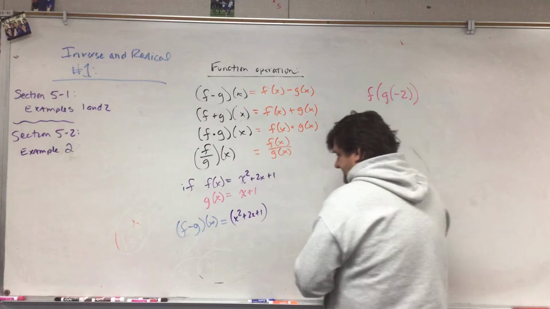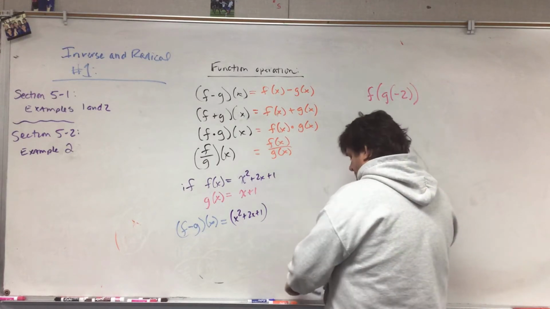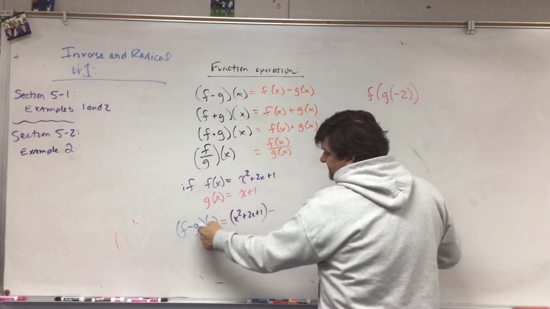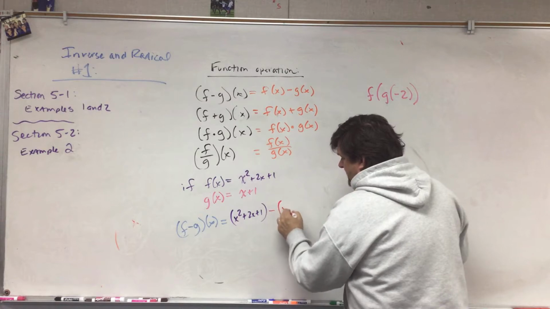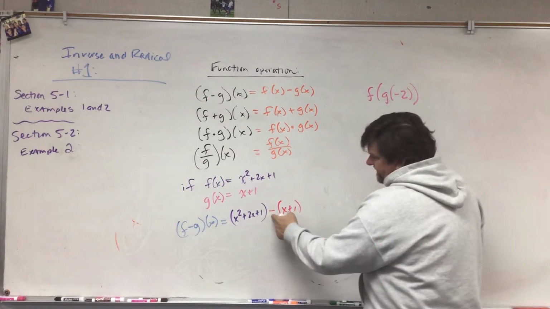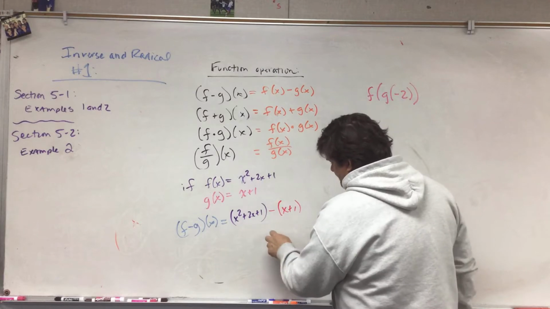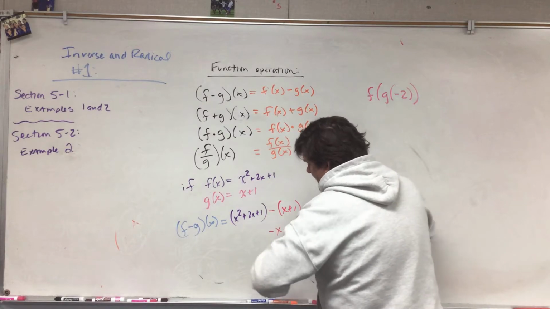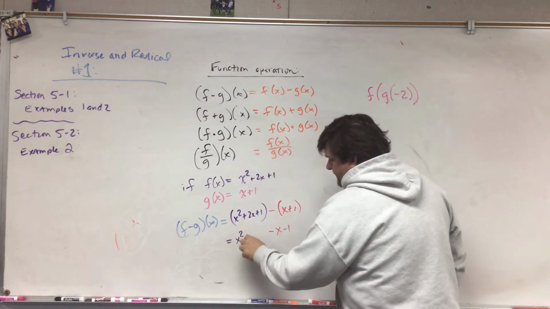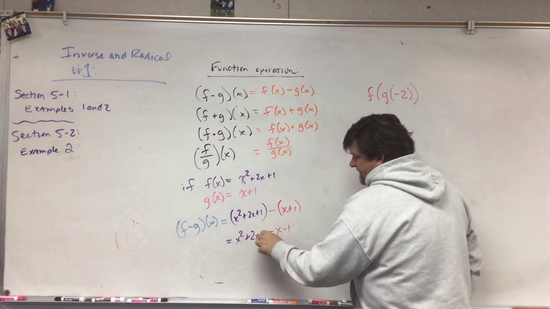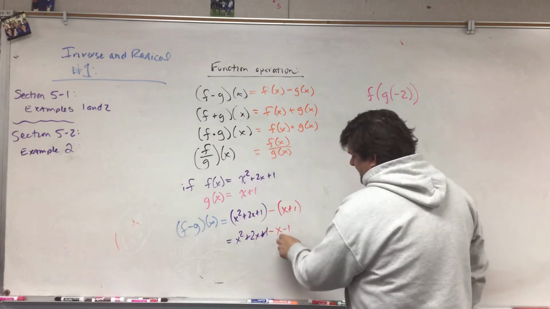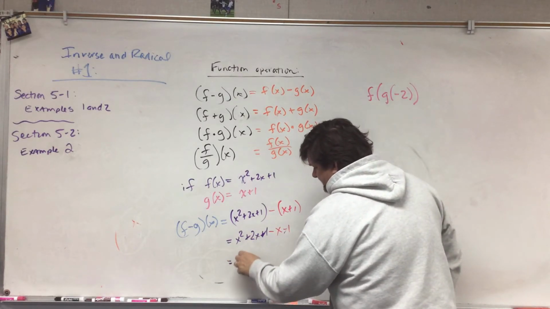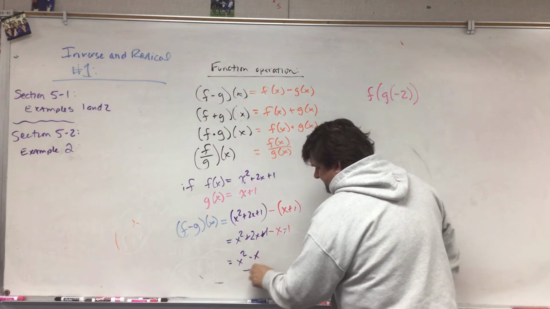I like to put mine in parentheses so I keep track of some things. And then, get my red pen. Subtract g of x. G of x is x plus 1. Don't forget that negative will mess some things up. So this becomes negative x minus 1. And then we have x squared plus 2x plus 1. Those are going to cancel. I'm going to get 2x minus x, which is x, so my answer is x squared minus x.